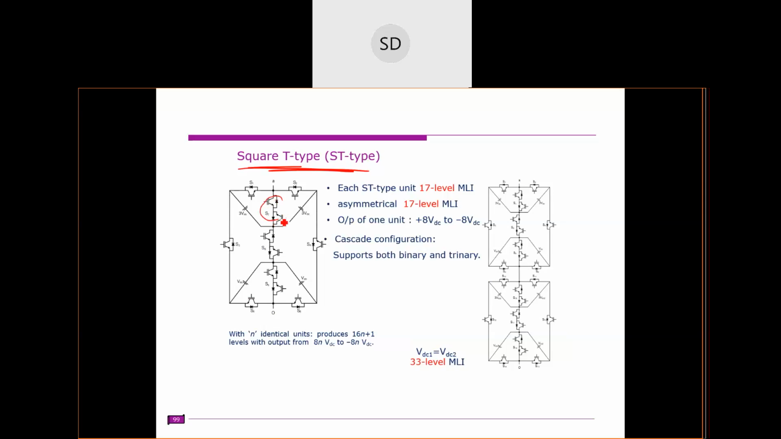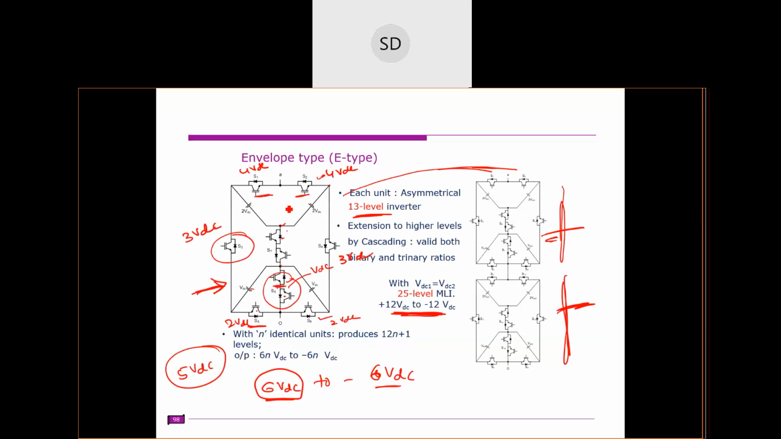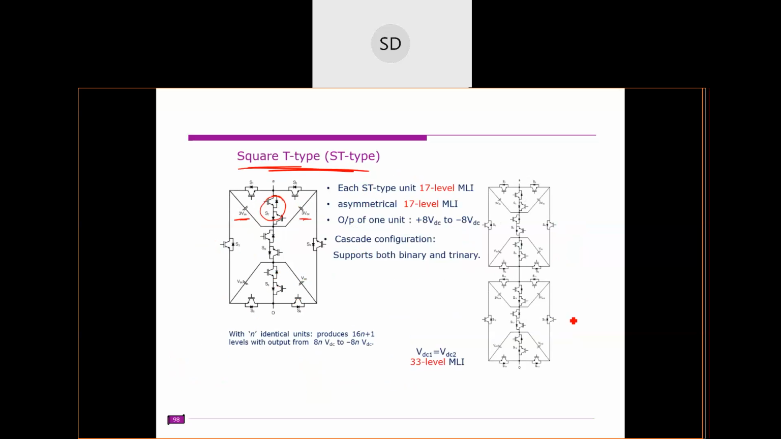One is the addition of this bidirectional switch. Earlier it was 2 VDC, and now it is 3 VDC. So both are changed to 3 VDC. That means we have a 1:3 voltage ratio. Here there is no switch, right? And this voltage is also 2 VDC and this is also 2 VDC. The change is here, 3 VDC, 3 VDC, and we have this additional bidirectional switch.